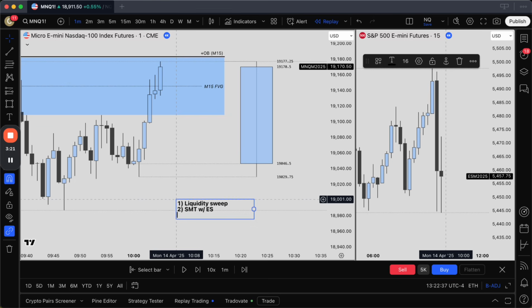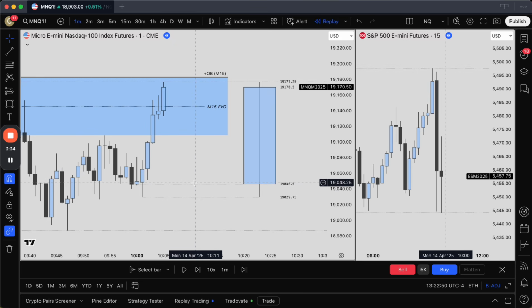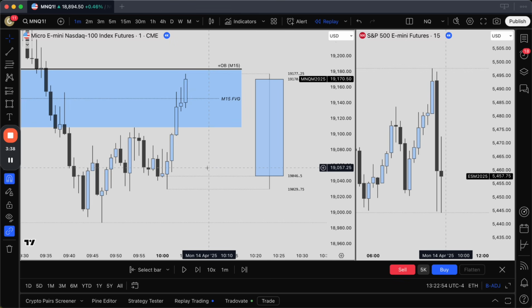With ES, and then I look for a change in state of delivery, which is my actual entry, right? So if I'm looking for all of these things, you have to understand what a change in state of delivery is. Change in state of delivery is a candle closure below the series of up close candles that swept highs on the lower time frame.